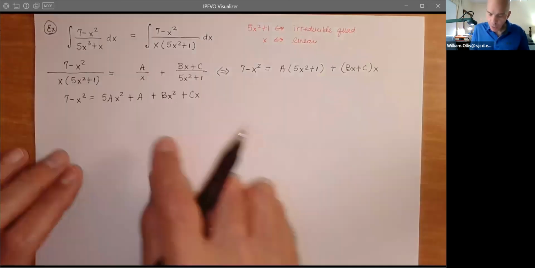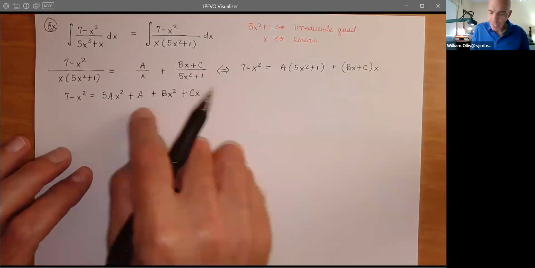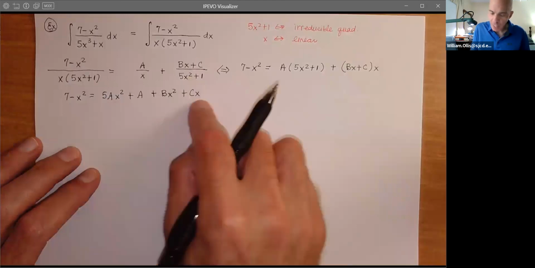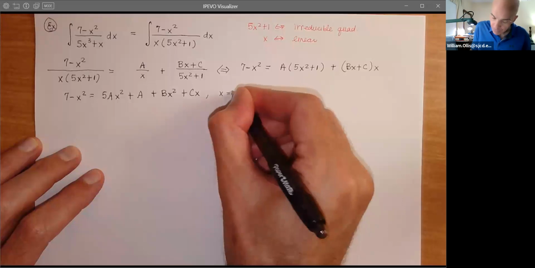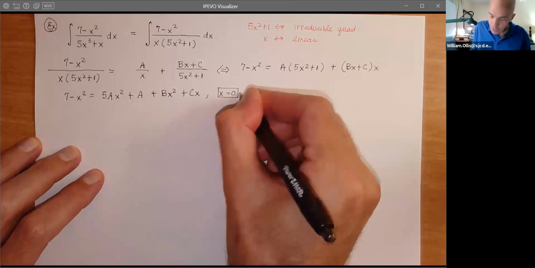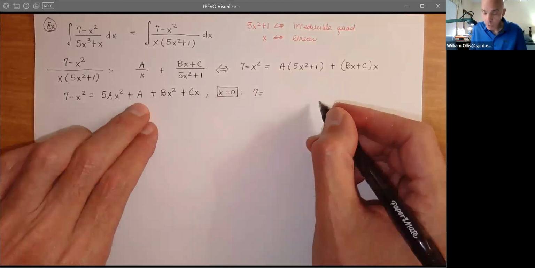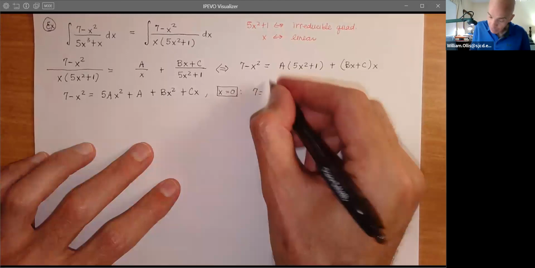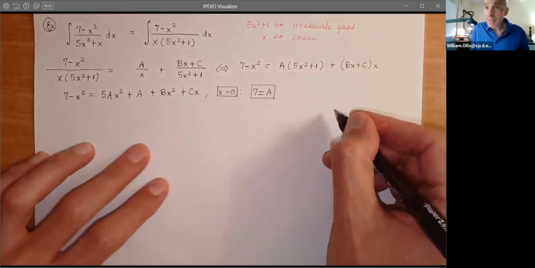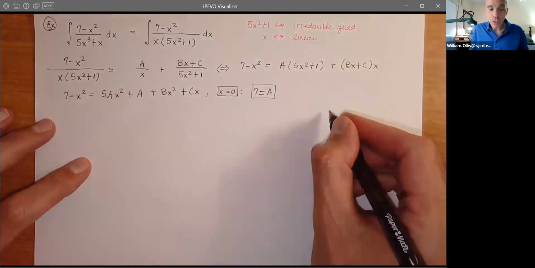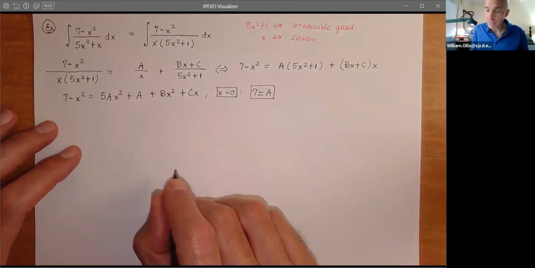Now, notice here, here's a real easy thing to do. Let's just let x be 0 to kill everything except the a. So if x equals 0, we have 7 minus 0, 0, a, 0, 0. A is 7, right there. We do the easy stuff first. And then I want to show you a technique that I actually learned as an undergraduate, but is rarely taught.